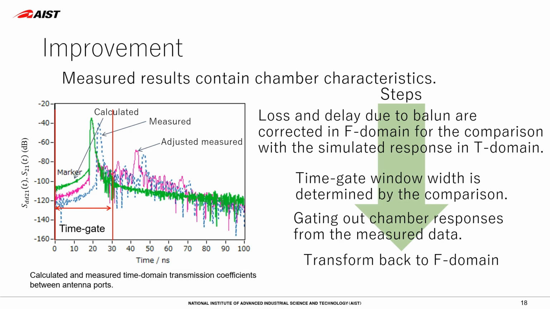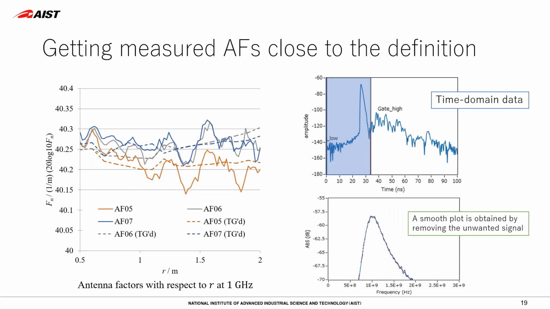By comparing the calculated and adjusted measured time domain response, we can get a suitable time gate to exclude the scattered response from the surrounding object. Then transform back to the frequency domain. A suitable time gate can be obtained by the procedure described in the last slide. So let's see what happens to the results.